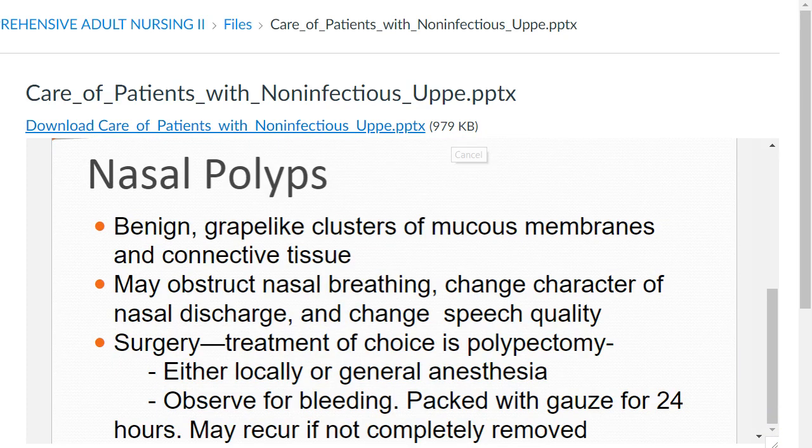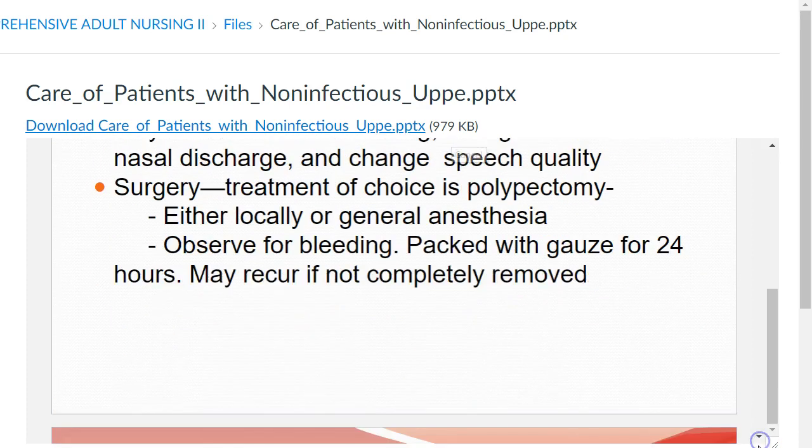Okay, the next thing we're going to talk about is nasal polyps. Not a real serious situation, but all these are is benign grape-like clusters of mucous membrane and connective tissue. And just think about it. You've got a little polyp up there. It's going to obstruct the airway in the nares. And it can actually obstruct nasal breathing, change the character of nasal discharge, and change speech quality. The treatment of choice is a polypectomy. Can either be done locally or under general anesthesia. And the big thing is to watch for bleeding. They also have packing with gauze for about 24 hours. If they're not completely removed, they can come back again. Okay.